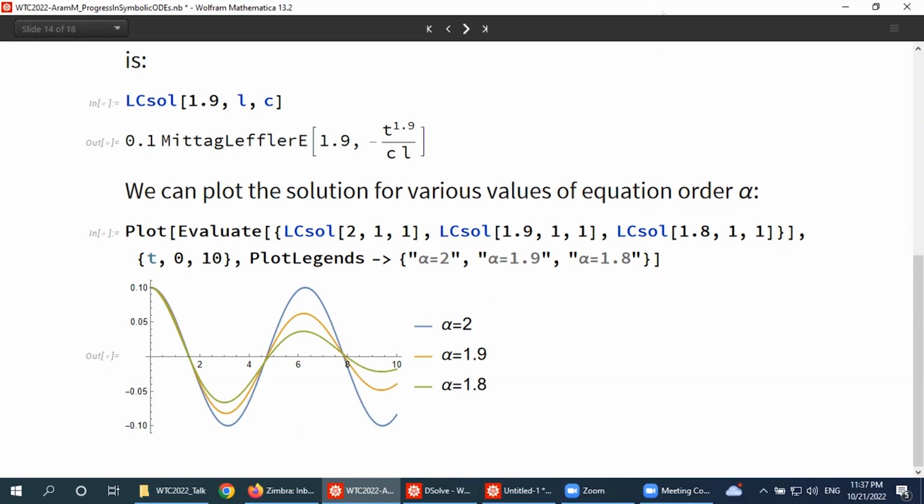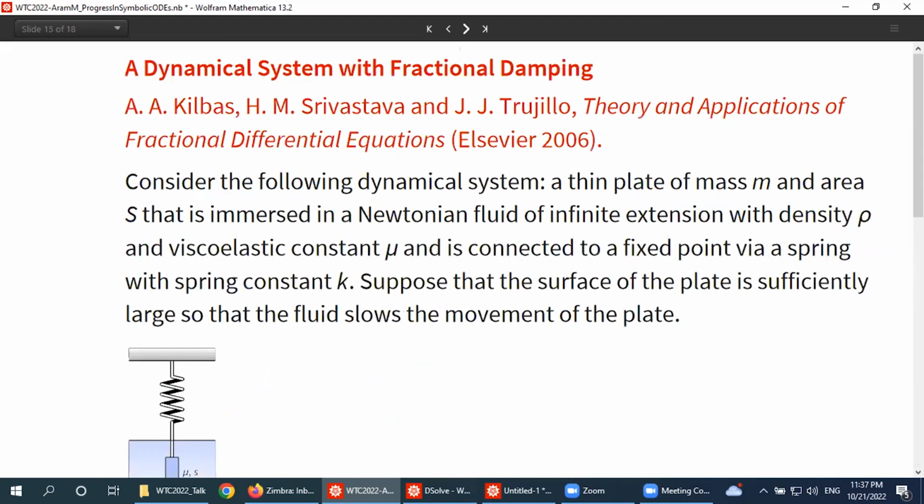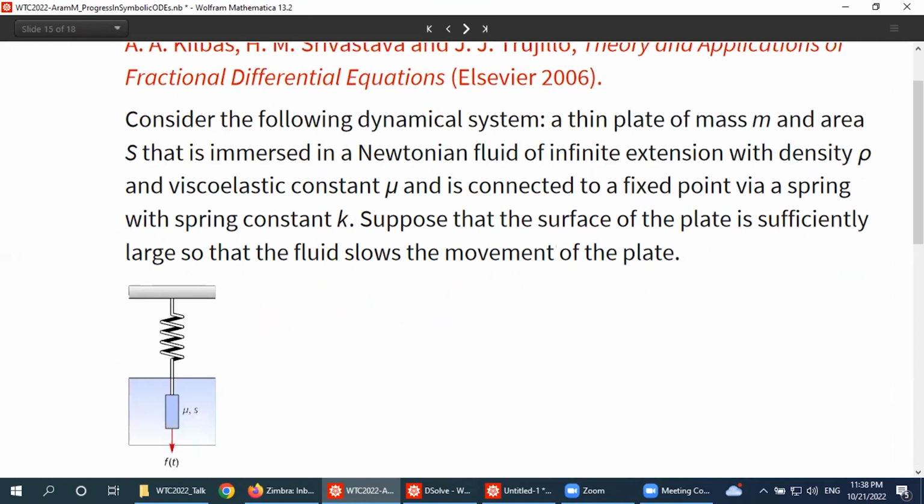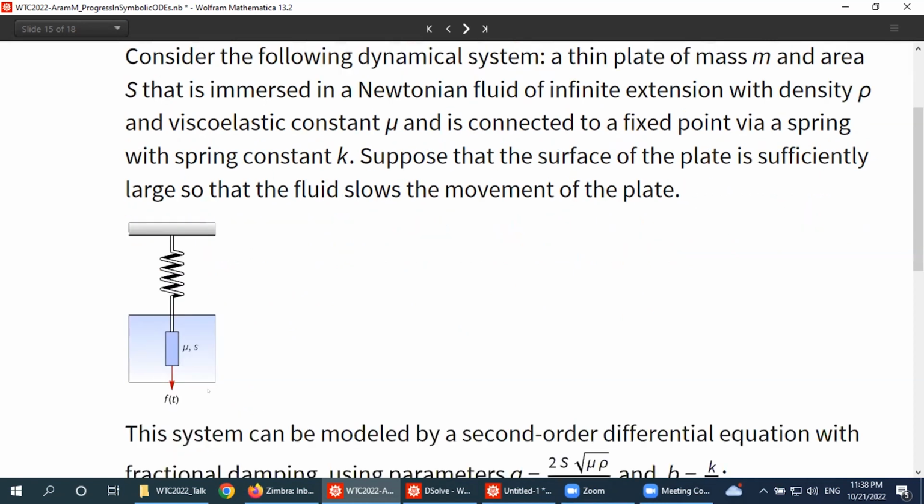And the final example which I want to demonstrate here is a dynamical system. I found this example in the following book by Kilbas et al., with the title Theory and Applications of Fractional Differential Equations, published in 2006. So let's consider a thin plate of mass m and area s that is immersed in a fluid with viscosity mu and density rho. The plate is also connected to a fixed point by a spring with spring constant k. And we also have some acting force here.